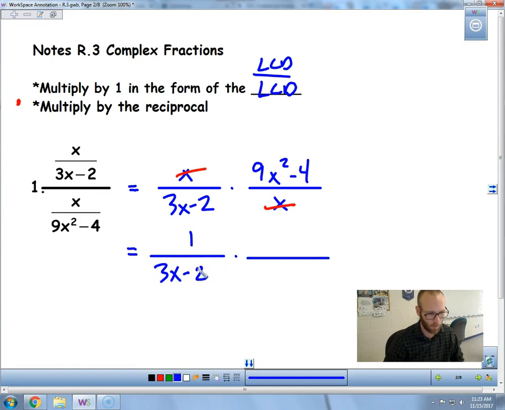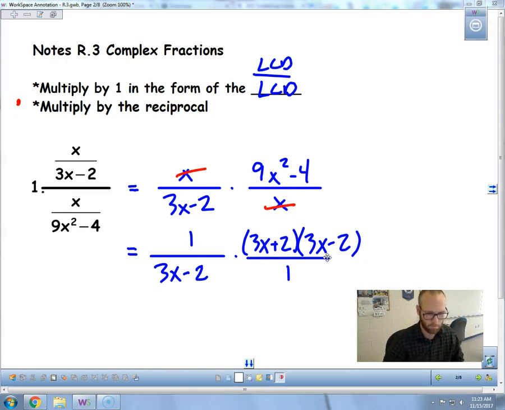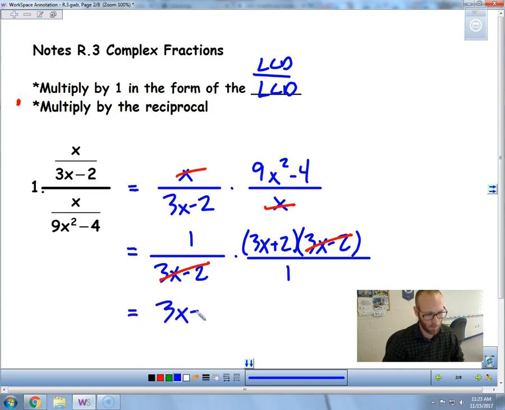There's a 1 up there. There's a 1 down here because that's a difference of perfect squares, isn't it? That's 3x plus 2, 3x minus 2. Okay, difference of perfect squares. It gives me 9x squared. Outside, inside cancel. 2 times negative 2 is negative 4. So then I also notice that the 3x minus 2's cancel. And I am left with 1 times 3x plus 2 over 1.